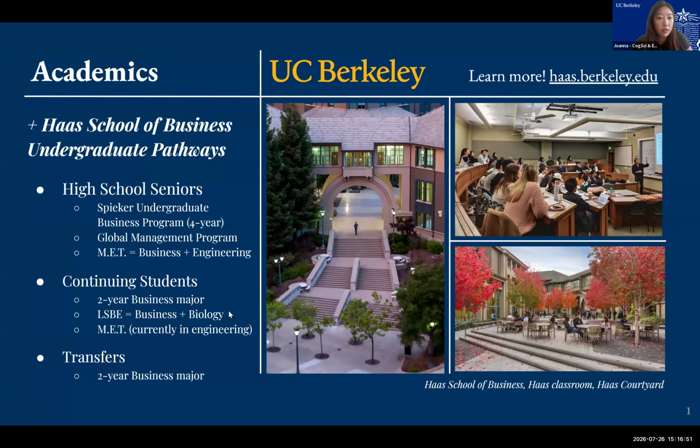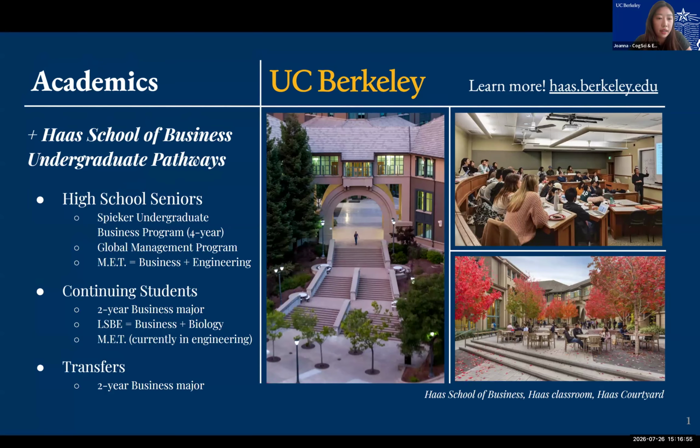Yeah, so one of the graduate schools that I want to mention is the Haas School of Business, and they also have the undergraduate pathways. So high school seniors can apply directly to the Haas Undergraduate Business Program. It is a full four-year degree, or the Global Management Program. It is also called GMP. There's also MET, which stands for Management, Entrepreneurship, and Technology, which combines business and engineering into one simultaneous degree.